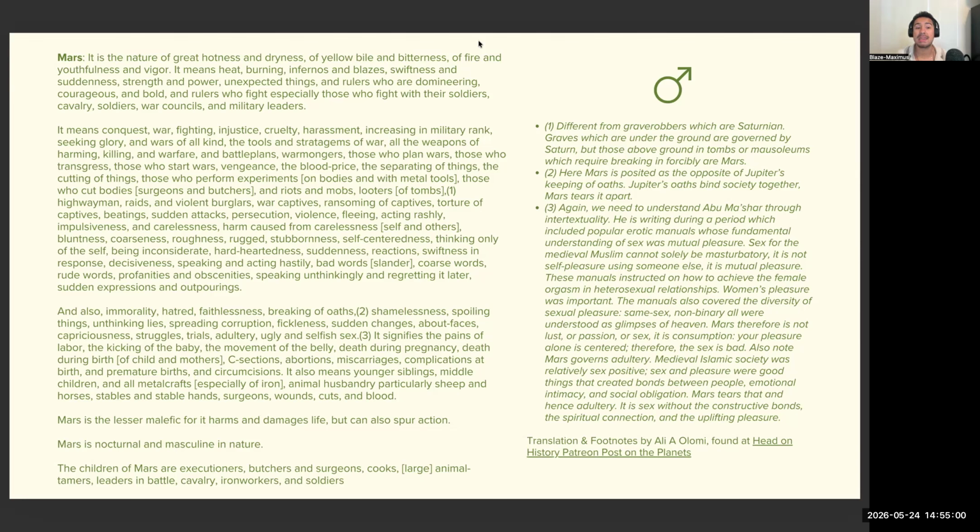But it is also immorality, so abandoning your morals. It's hatred. It's faithlessness. Whereas Jupiter is faithfulness, Mars is the lack of faith. It is breaking of oaths, which is very important because while Jupiter is about maintaining our oaths, maintaining our ties, maintaining our connections, it is our social fabric. Mars is about what fundamentally breaks them.